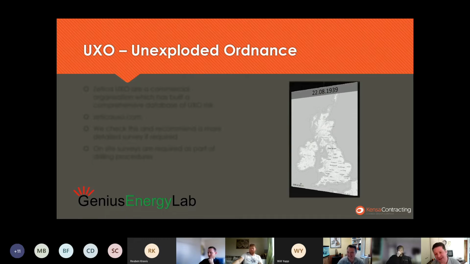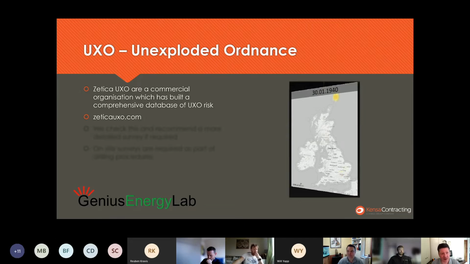We love Oxford. So first of all, we're going to have a look at unexploded ordnance. I'm going to set this little video running at the side. This is bombing activity during the Second World War, an animation, so you can have a look at that as I'm talking. Zetica UXO are a commercial organisation which has built up a really comprehensive database of unexploded ordnance risk. This is one of their animations. We use that service as part of our design reports, as part of our initial geologies, in fact, to recommend whether a more detailed survey is required.